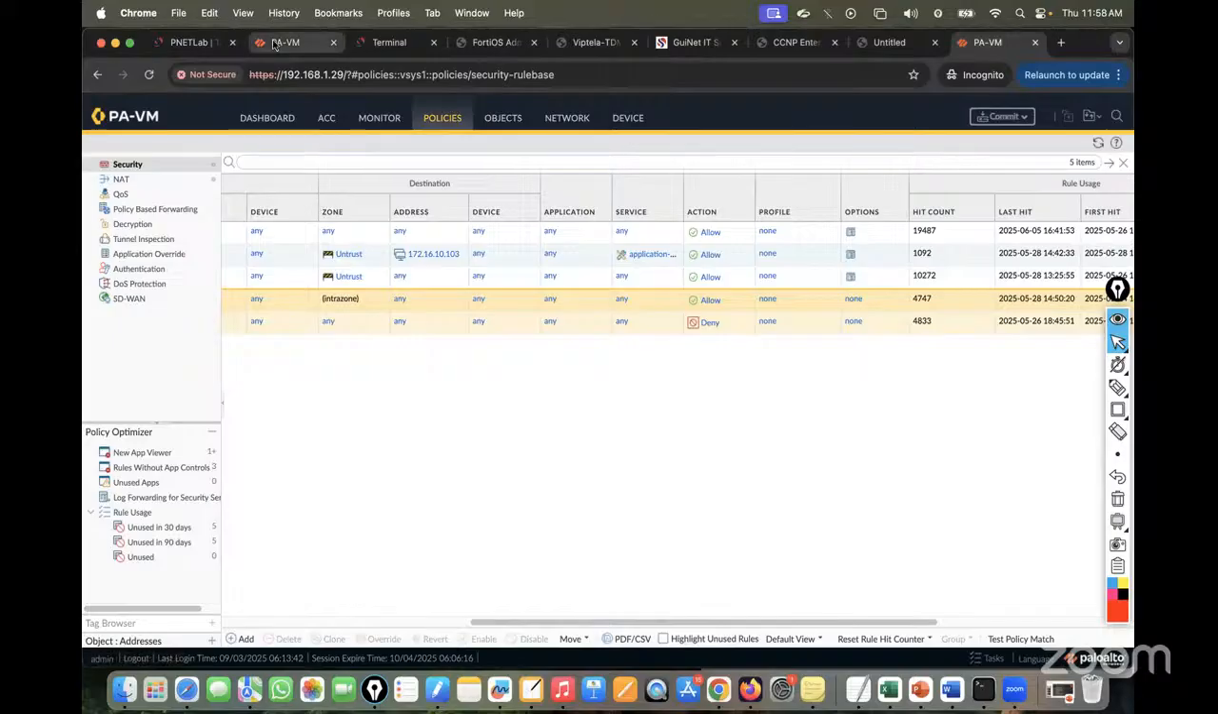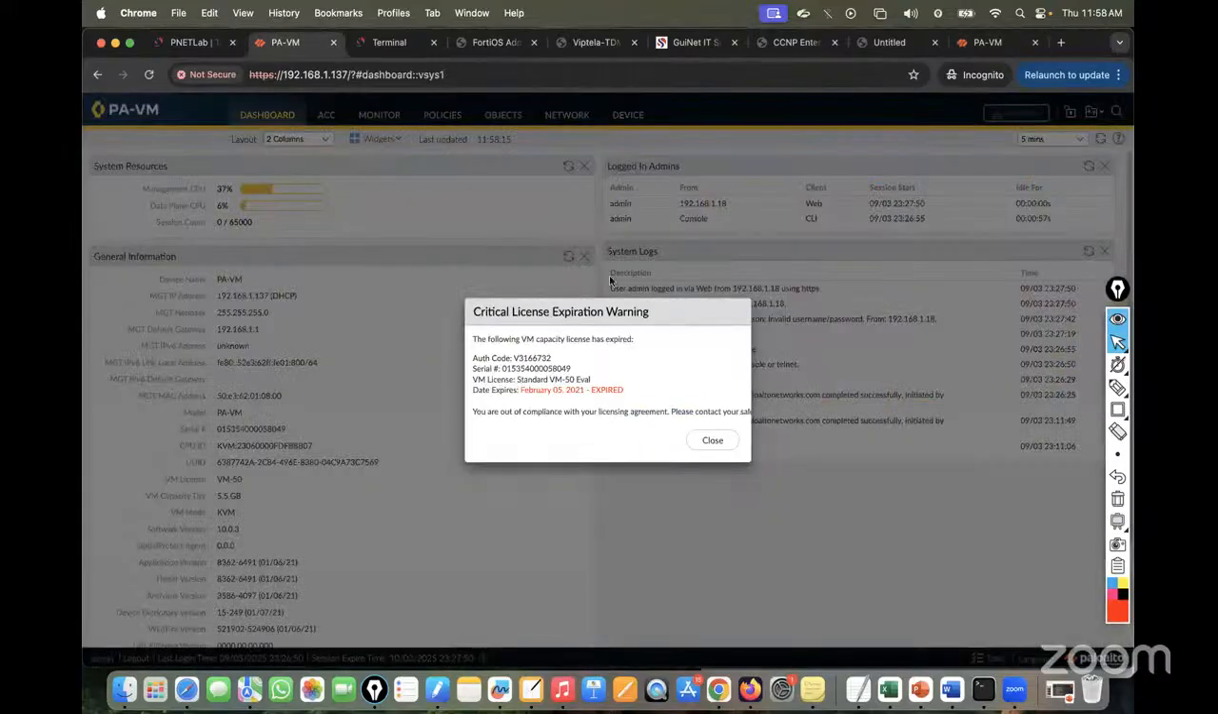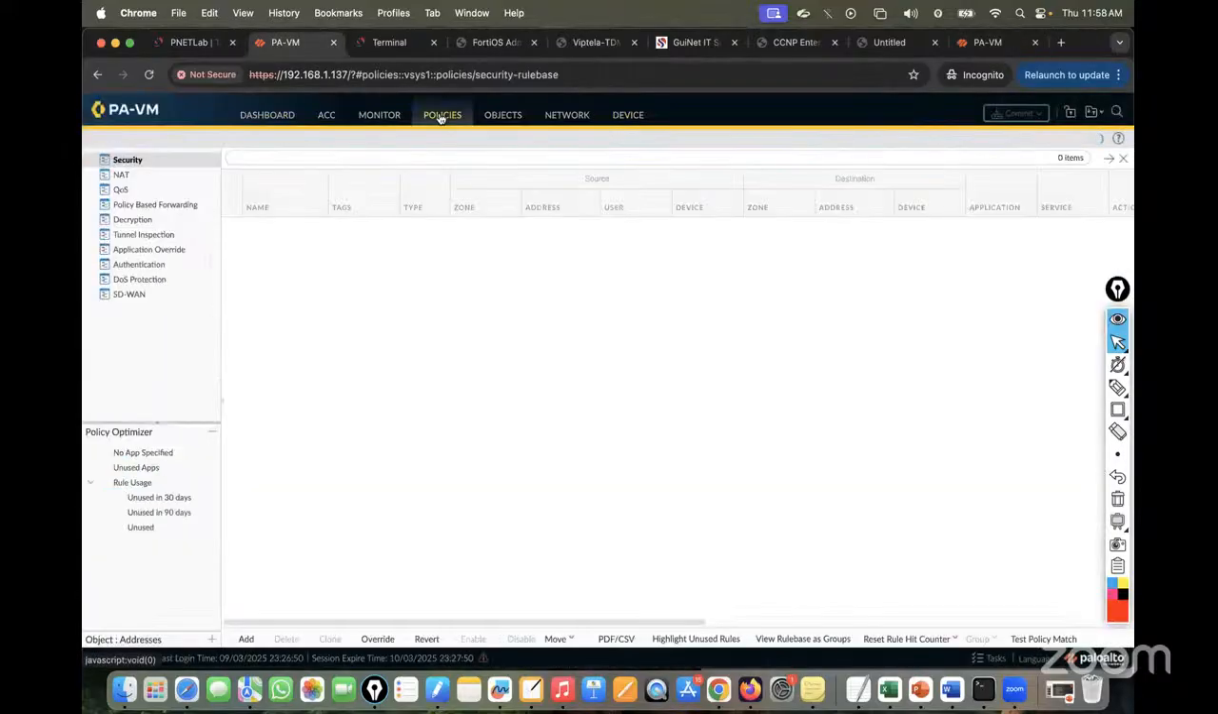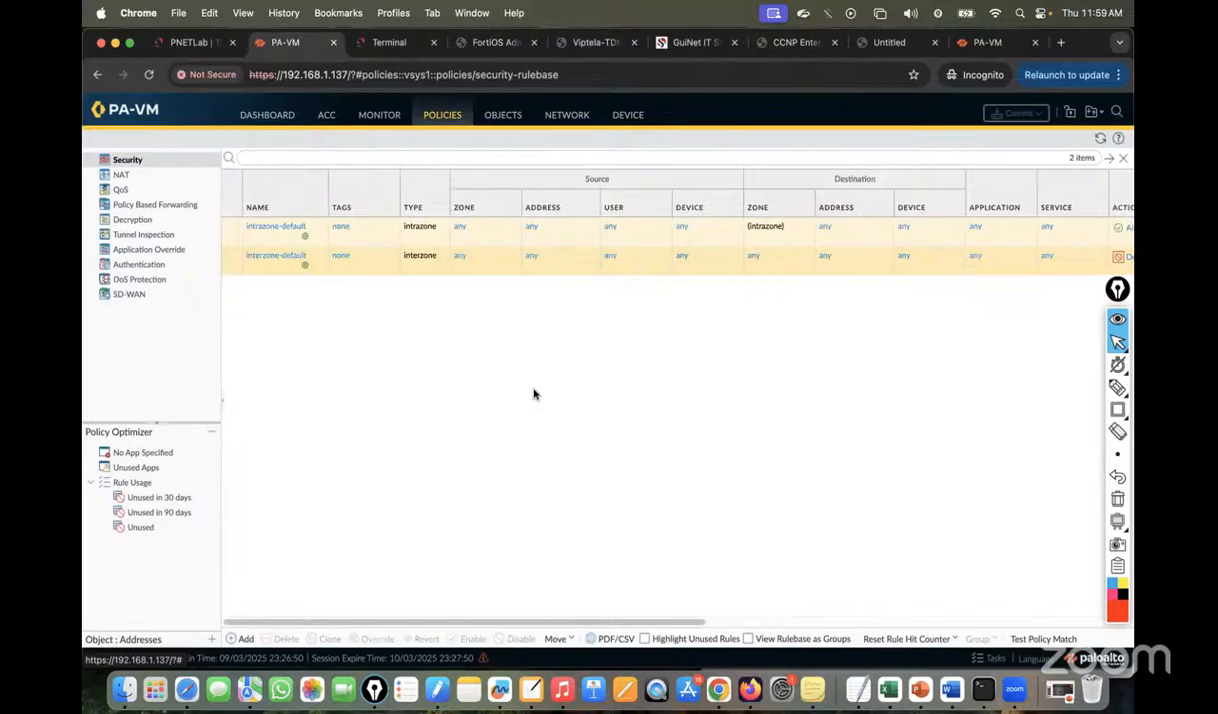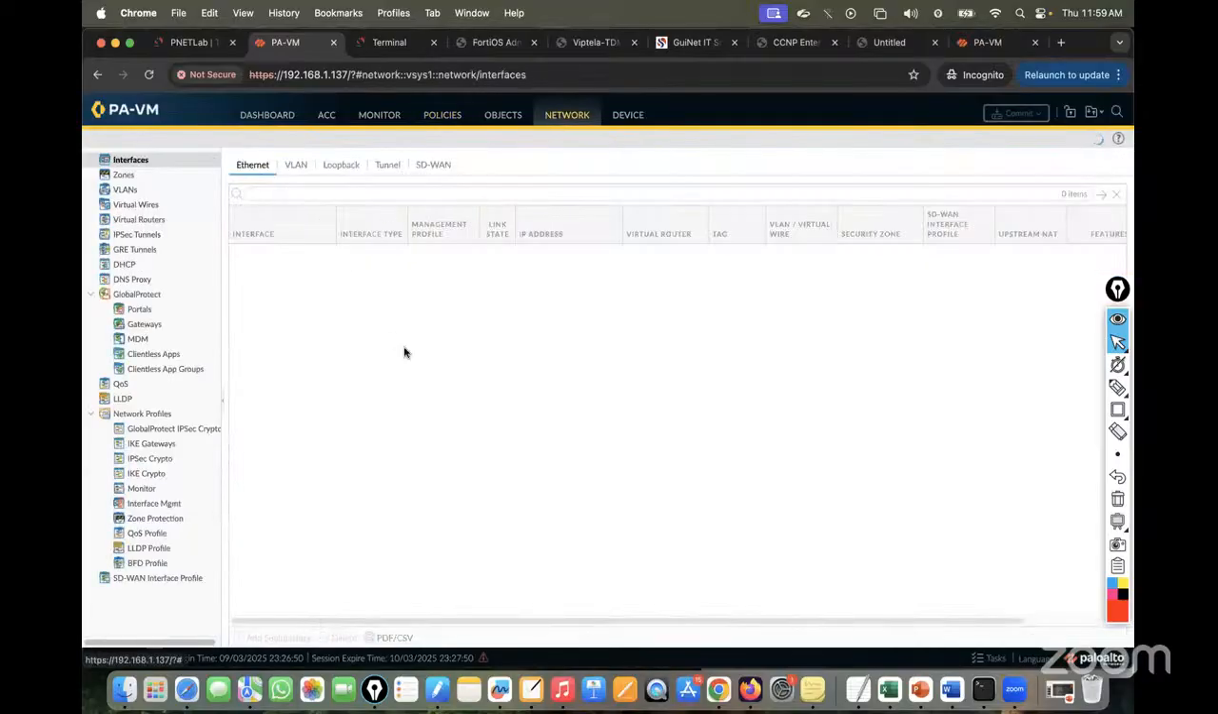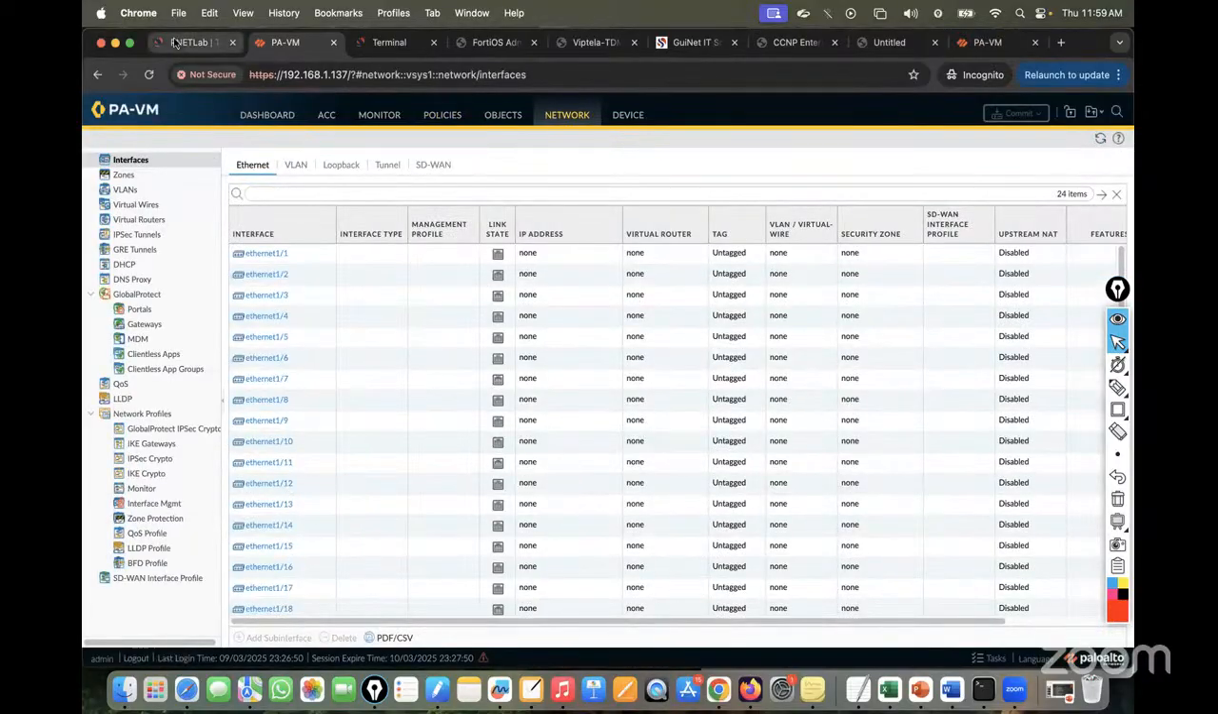So let me go here. And first, let me delete all existing policies if you have any. Let me check. Yeah, so there is no policy. You can see it's a brand new firewall. And if I go in the network also, probably we do not have any configuration. So let's configure one by one.